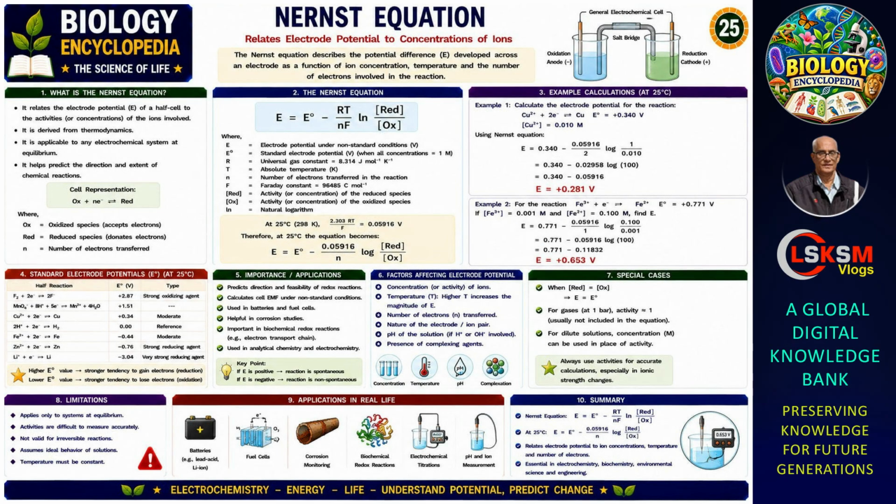Twenty-five. Nernst equation. The Nernst equation calculates the equilibrium potential of an ion across a biological membrane. It is fundamental to understanding nerve impulses, membrane potentials, and cellular electrophysiology.